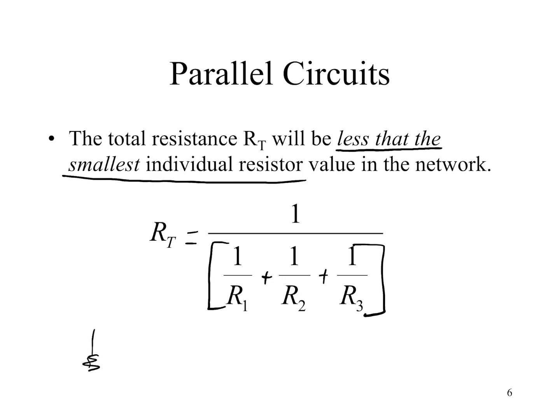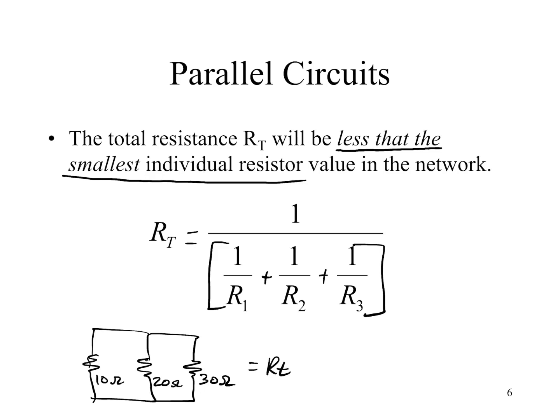So what do we mean by that? Let's say we had parallel resistances of 10 ohms, 20 ohms, and 30 ohms. We know that to first of all predict our resistance, R total would have to be less than the smallest individual value, and in this case would have to be less than 10 ohms. When we're done, the result would have to be less than 10 ohms.